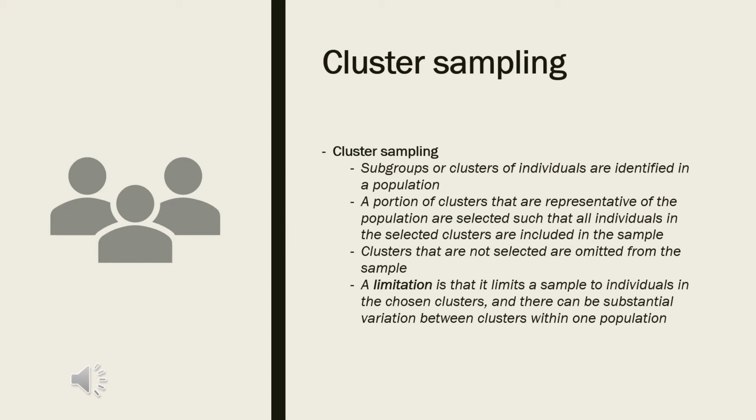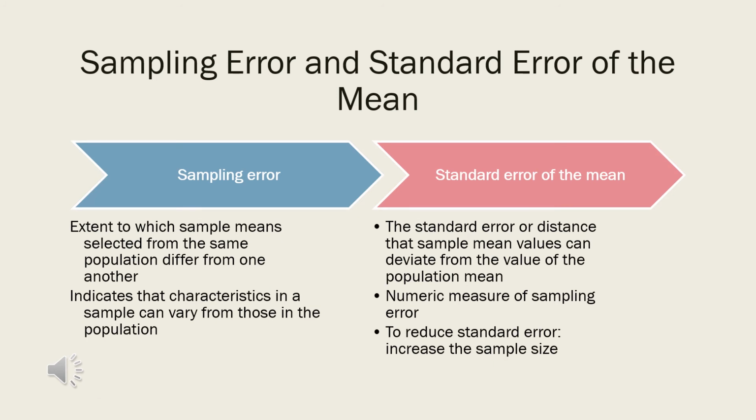Cluster sampling and systematic sampling differ, like I said, in how they pull sample points from the population included in the sample. But cluster sampling is susceptible to a larger sampling error than systematic sampling, even though it may be cheaper to complete the process. So, the sampling error versus the standard error of the mean.